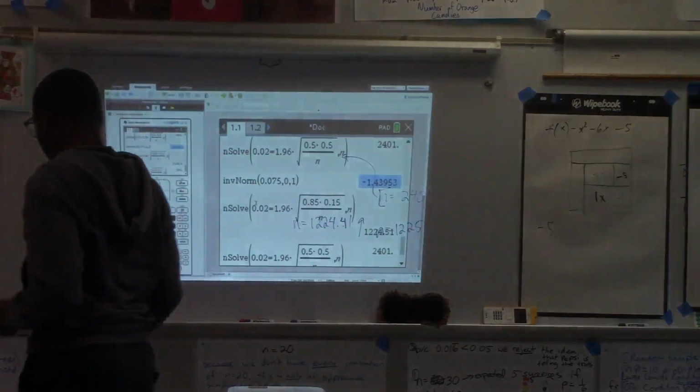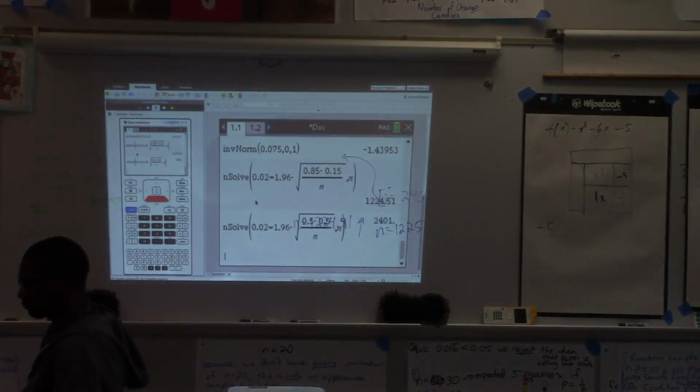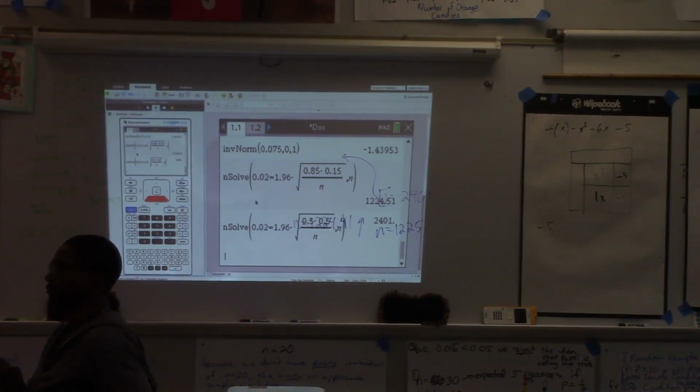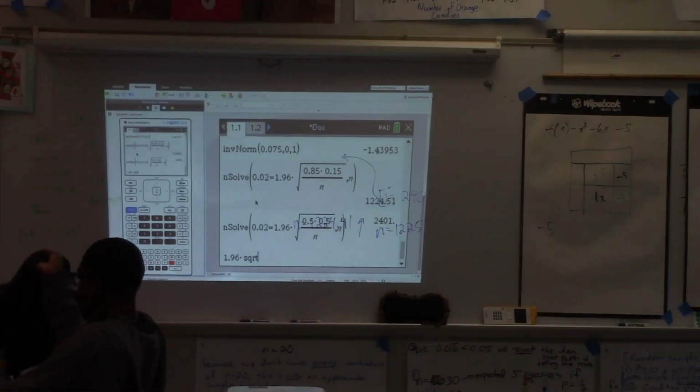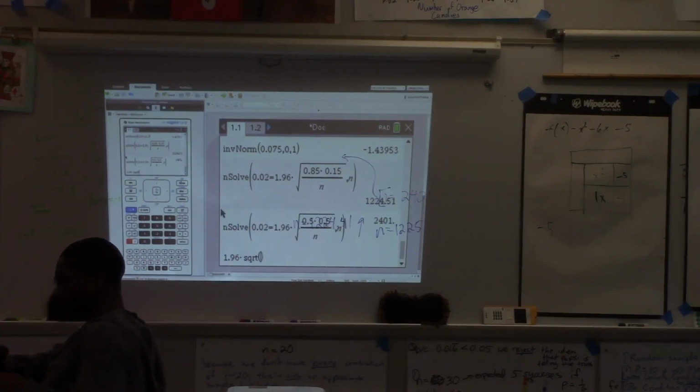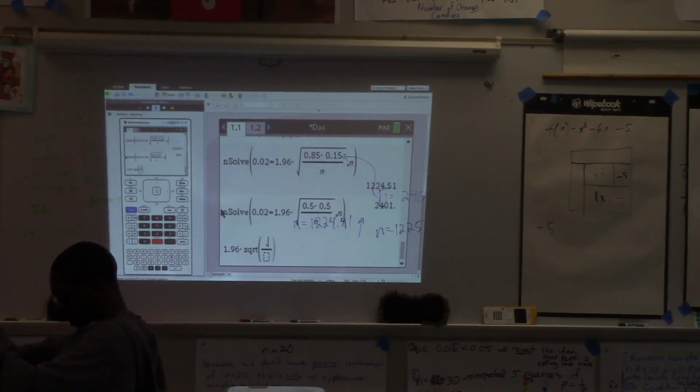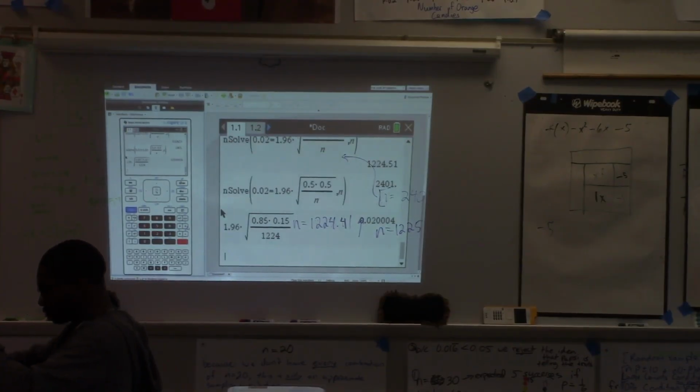I think I showed this to Raina. I don't remember if I did it on here or not. I was going to put it up here. So notice if you did 1.96 times the square root of 0.85 times 0.15 divided by, what was it, 1224? You see how that margin of error is just a hair too big, right?